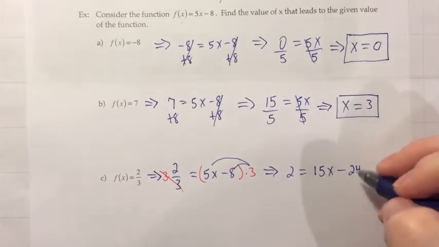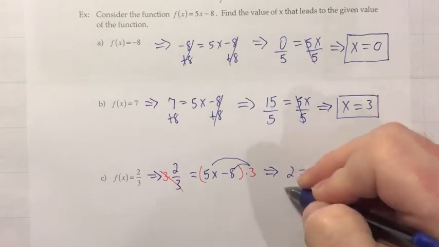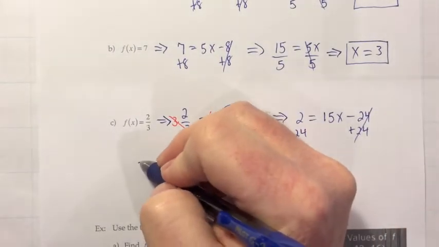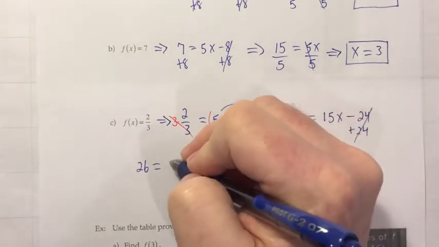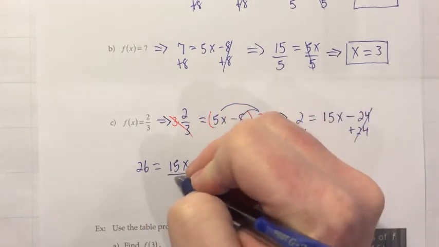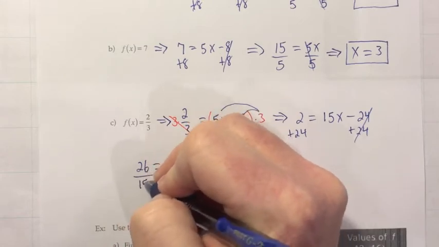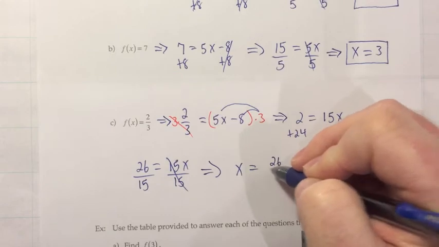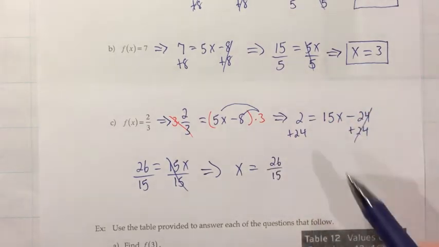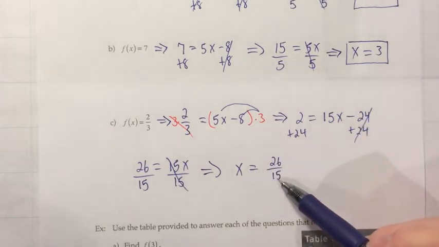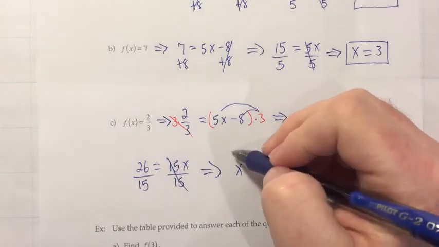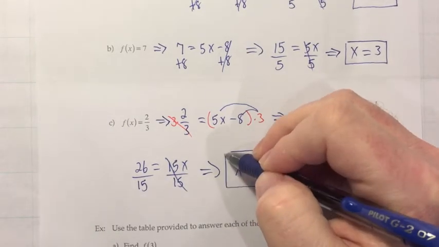And then trying to get that x by itself, so add 24 to both sides. And then, where does that put us? 26 equals 15x. Divide both sides by 15. Get that x by itself. And we get x equals 26/15. And we would want to reduce that if we could. But 15 only has factors of 3 and 5. And neither 3 or 5 goes into 26. So that would be our end answer there.